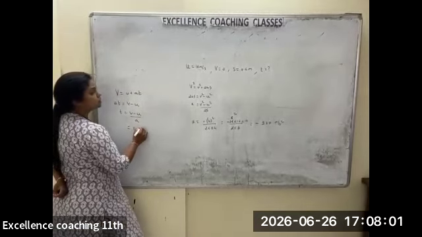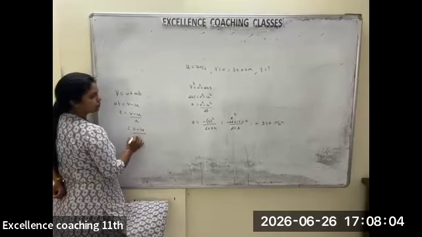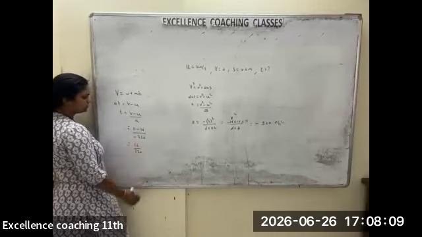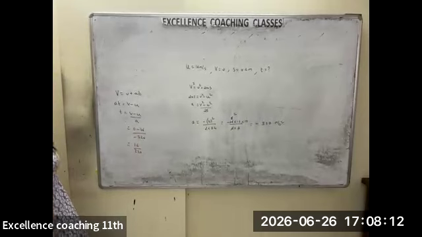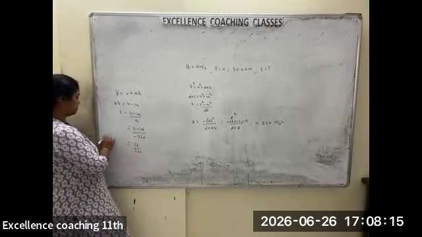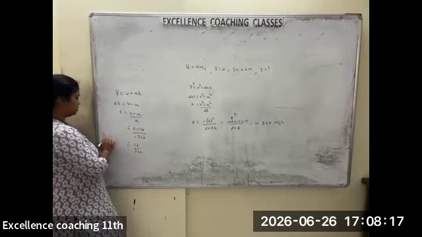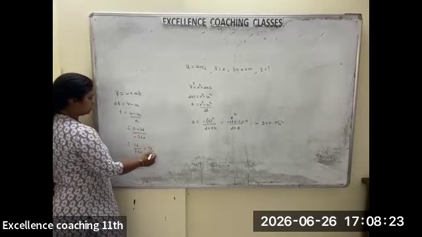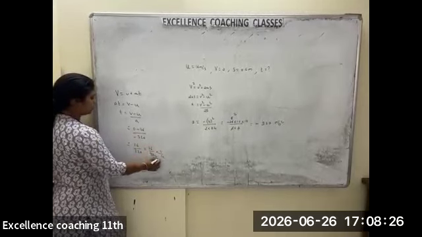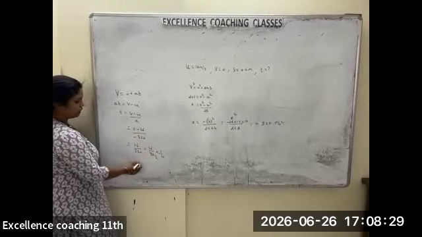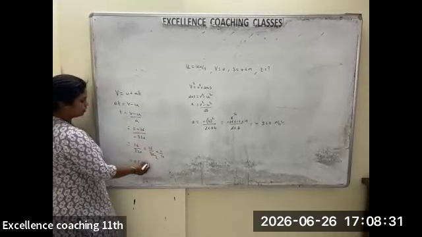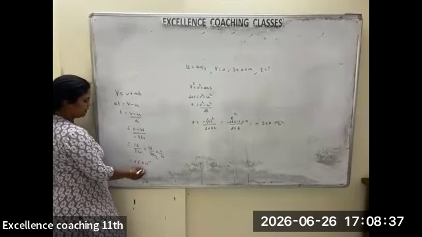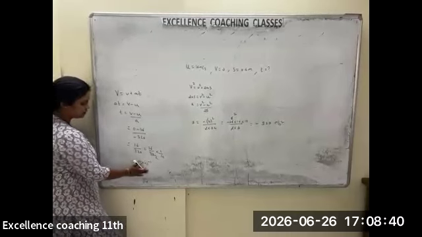0 minus 16 upon minus 320. So how much is it coming to? 16 upon 320. That is 16 upon 32 into 1 by 10 if I write. This will be 0.5 into 0.1, which is 0.05 seconds.